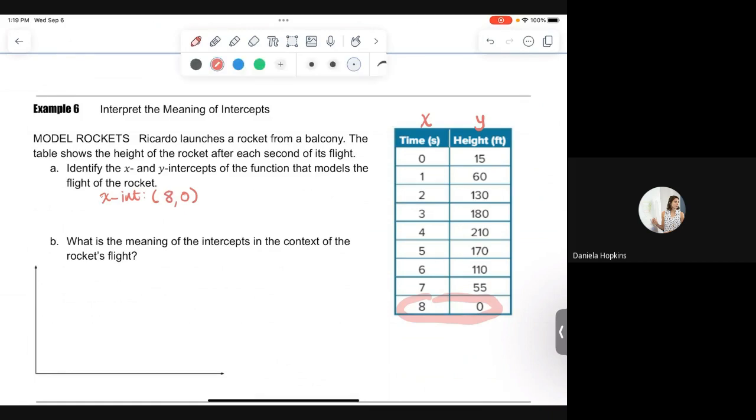So our y-intercept, likewise, will be 0, comma, a number. So where do you see an x that is a 0? 15, where my height is 15.